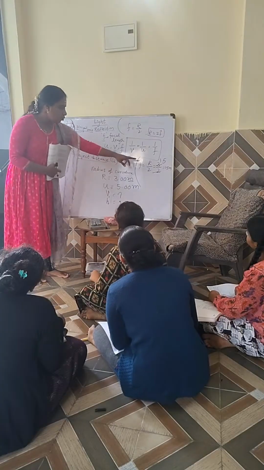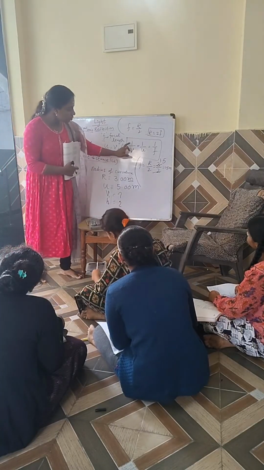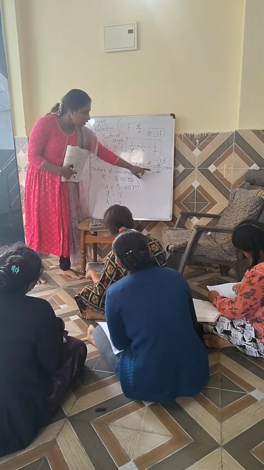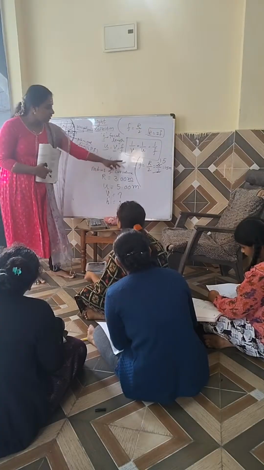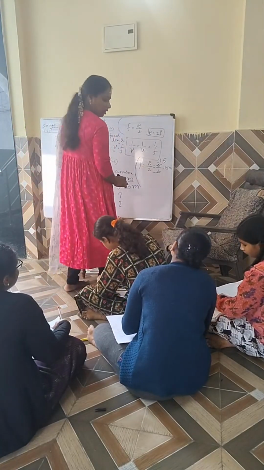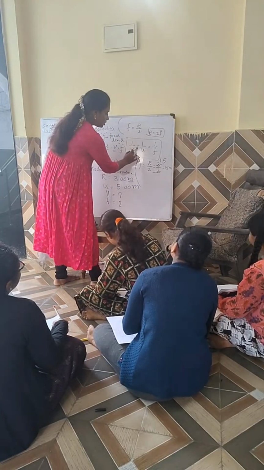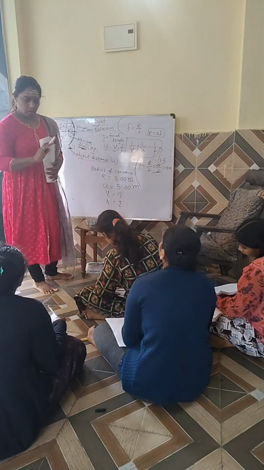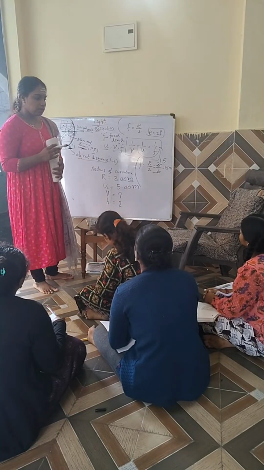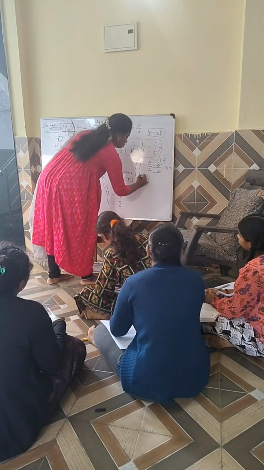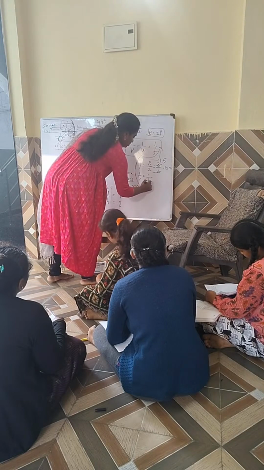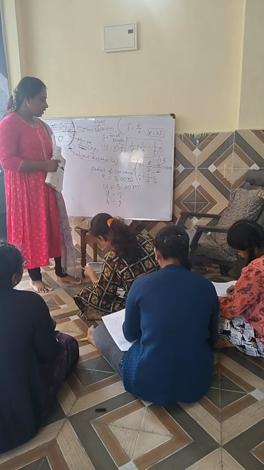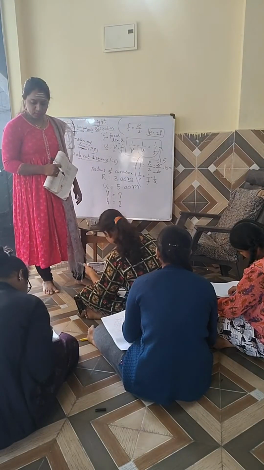What is F? 1.5 meters. If I substitute this in this formula, I want V. I already know U, I already know the focal length, so I can easily find out V. So I want 1 by V. I am just keeping this on this side; this plus will become minus. Then 1 by V equals 1 by F minus 1 by U. Substitute the values. 1 by 1.5.